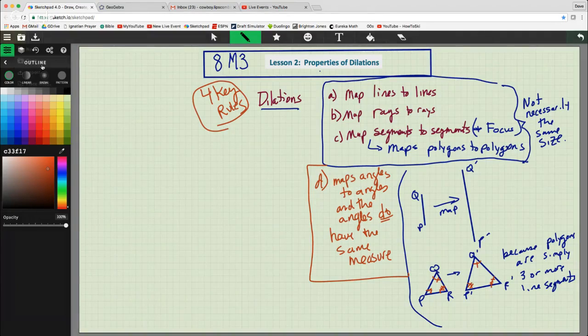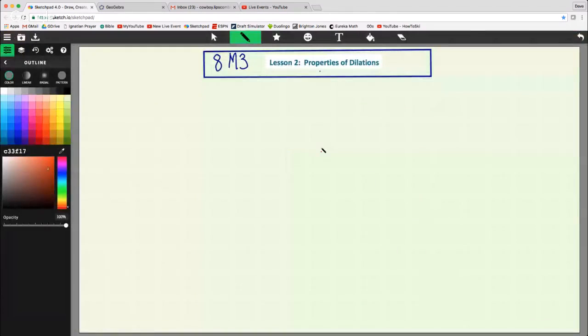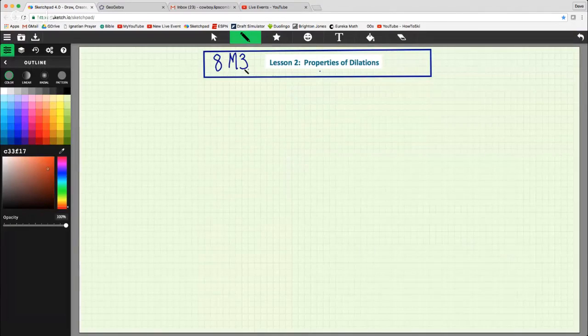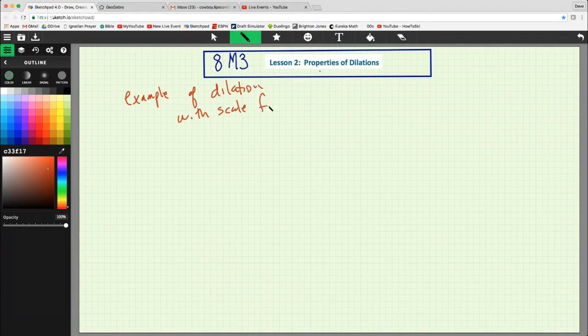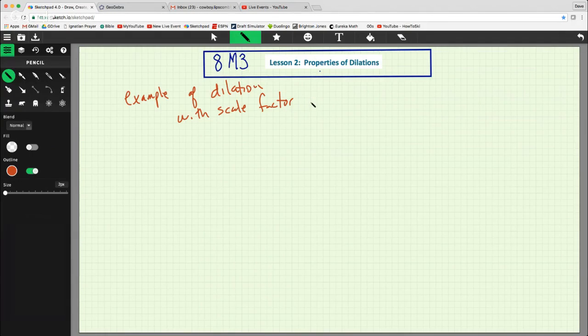So let's open up 8M3, lesson 2. Let's talk about dilation. So here's going to be an example of dilation with scale factor greater than 1. Here, let me write that out. Greater than 1.